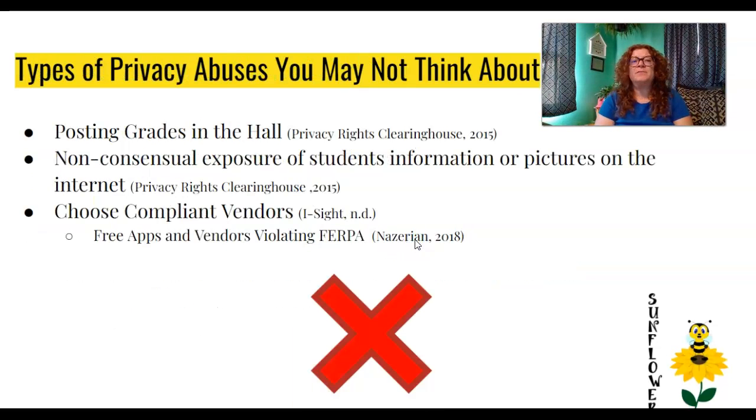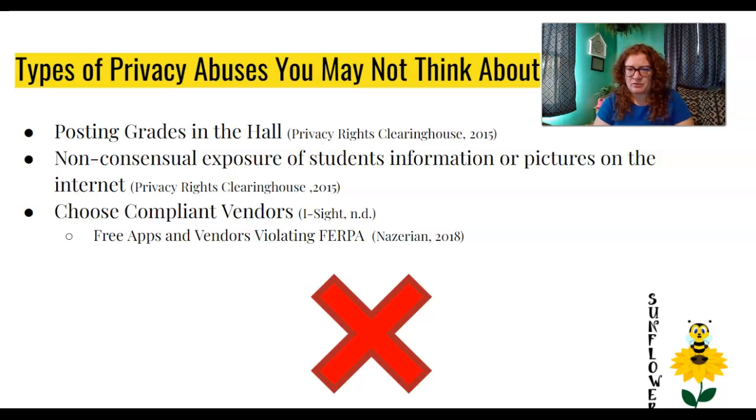Here are some types of privacy abuses that you might not think about, because I know I didn't. Posting grades in the hall. I know in college that's something that happened. I can't remember if it did when I was in high school because that was too long ago. But if we think about posting grades, we took a big test, here's what everyone's grades are, that could be a violation of FERPA if it has the students' names. Papers that you put out in the hallway, if you've graded them, if it's a quiz and everyone did well and there are grades on them, that is a violation of FERPA.